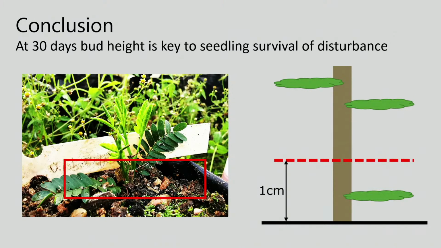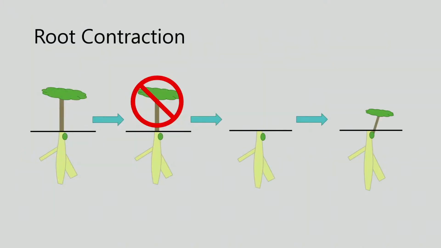So to conclude, at 30 days old, bud height is key to seedling survival of disturbances. By keeping your buds below 1 centimeter, they're a lot less likely to be damaged or lost by disturbance, and we think that the lack of other predictors of survival are likely due to the young age of the seedlings and that they haven't had the chance to develop any other strategies. Additionally, the root contraction of Vachellia seedlings could be a method of decreasing bud height, thus increasing survival. So if an above ground disturbance occurs, they can still resprout quite quickly from their protected buds.